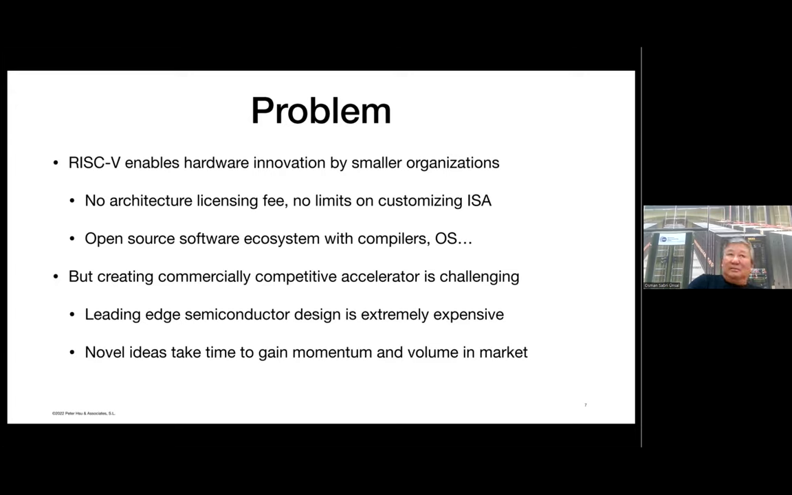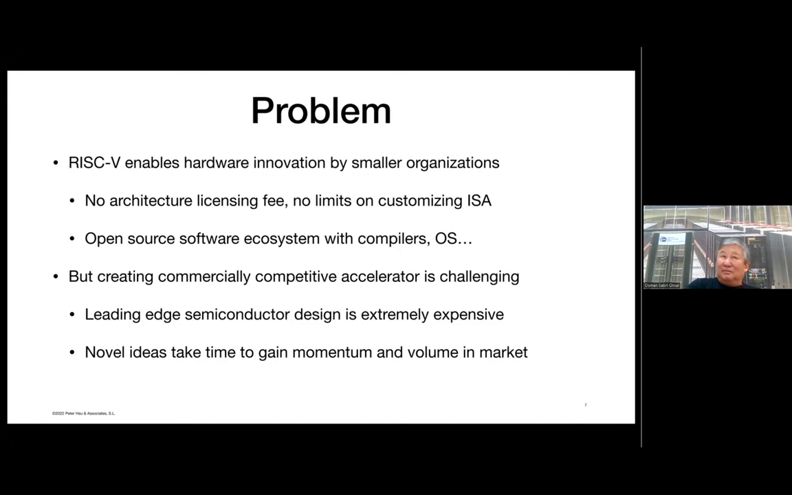And it has an open source software ecosystem, which is free. But to create a commercially competitive accelerator, it's still very difficult because if you do leading edge semiconductor, it's super expensive and you have to dream up a product that can sell in the tens of millions of copies, which is very rare. And at the same time, if you do something which is very different, with novel ideas, with novel architecture, it always takes a lot longer than you imagine for it to gain traction in the market, even if it's a wonderful idea.